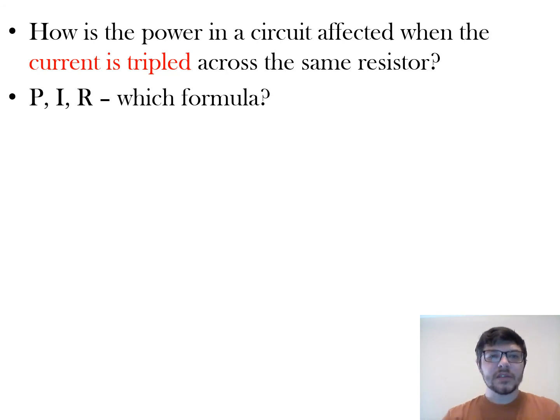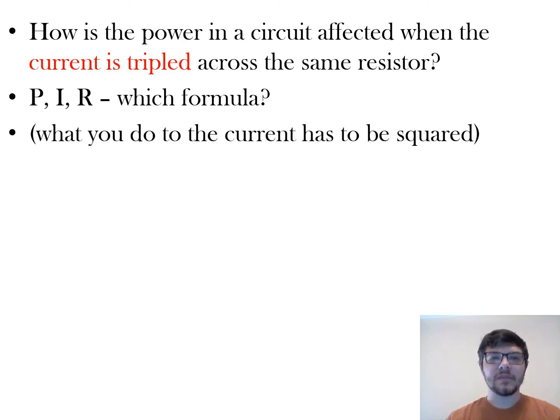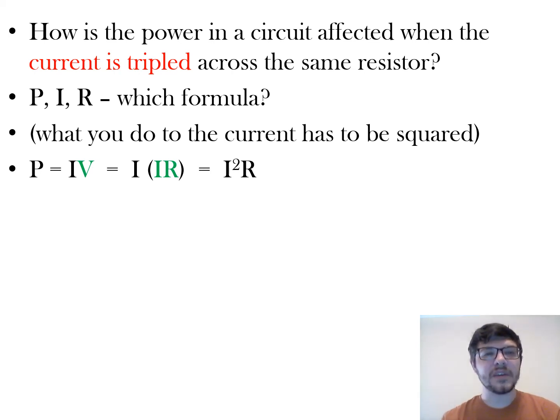All right, so how is the power in a circuit affected when the current is tripled across the same resistor? So we're talking about power, resistance, and we're going to triple the current. Which formula do you use? You've got P, I, R. Well, we have this formula, P equals IV. Don't forget V equals IR. Substitute that in. You will get P equals I squared times R.